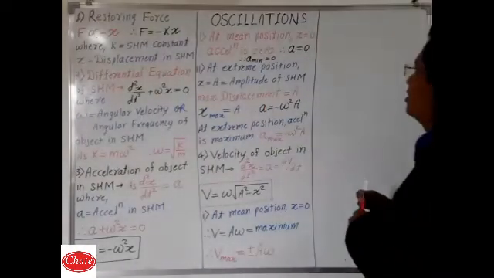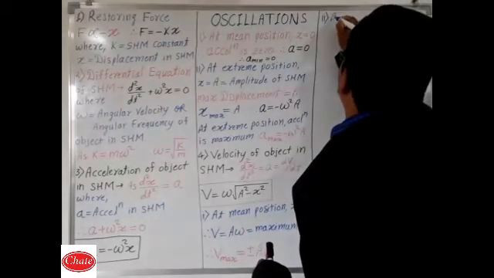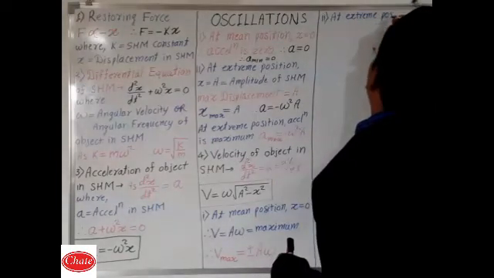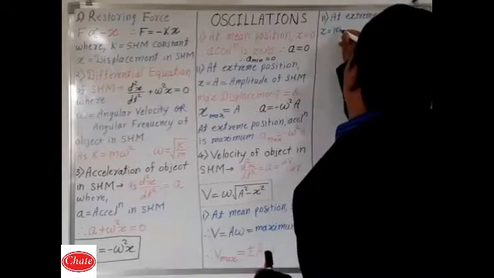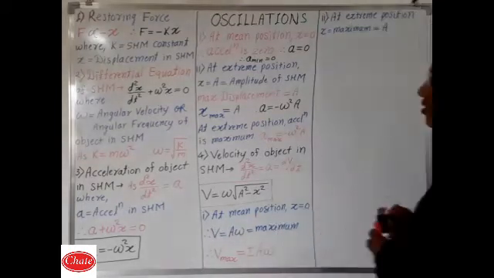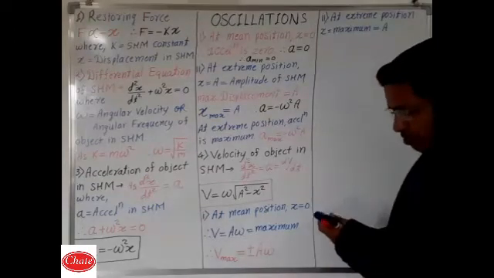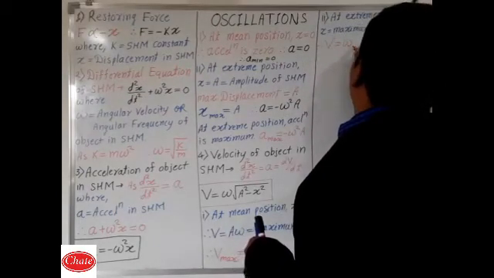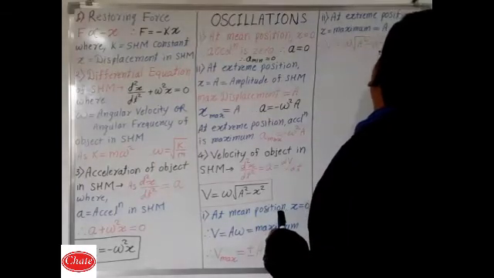Now let's go for second term. At extreme position, x is maximum is equal to a. X at extreme position x is maximum is equal to a. But therefore you can simply write v is equal to omega into square root of a square minus a square. म्हणजे किती आलं? 0.